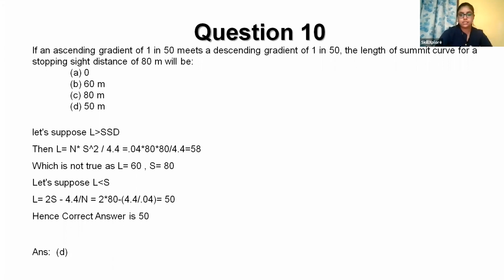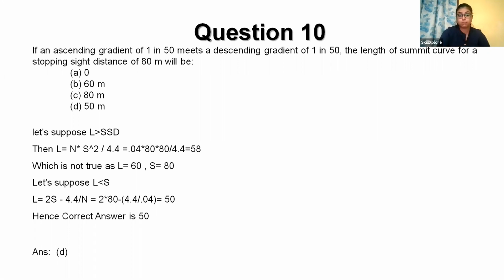Then into S square. S is the stopping sight distance, and here it is given as 80 meters. So 0.04 into 80 square divided by 4.4, we get the answer as 58, approximately 60. Let it be 60. So here our initial assumption was L is greater than SSD. Here we can see that 60 or 58, whatever it is, is not greater than the SSD given in the question, that is 80 meters. So it is not the right answer.